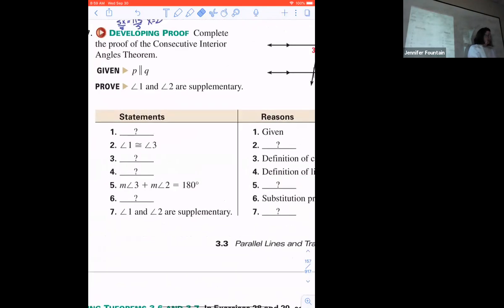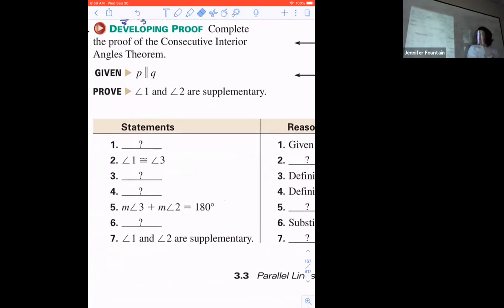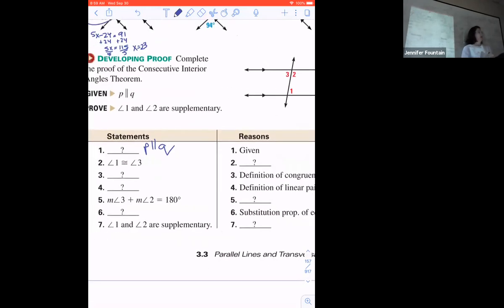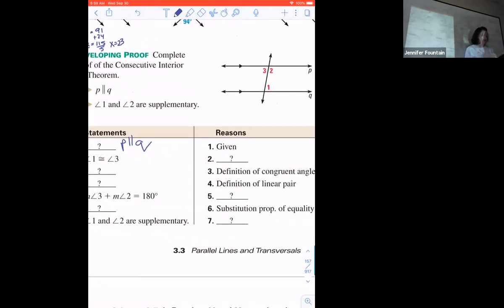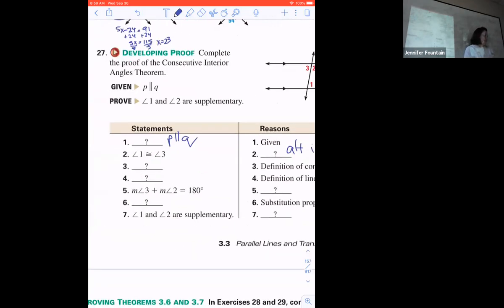All right. So in statement 1, what is my given? P is parallel to Q. Now statement 2 says angle 1 is congruent to angle 3. Why is angle 1 congruent to angle 3? Because of alternate interior angles.